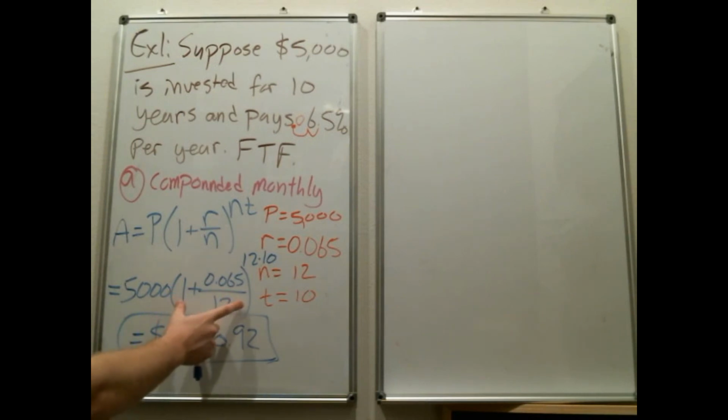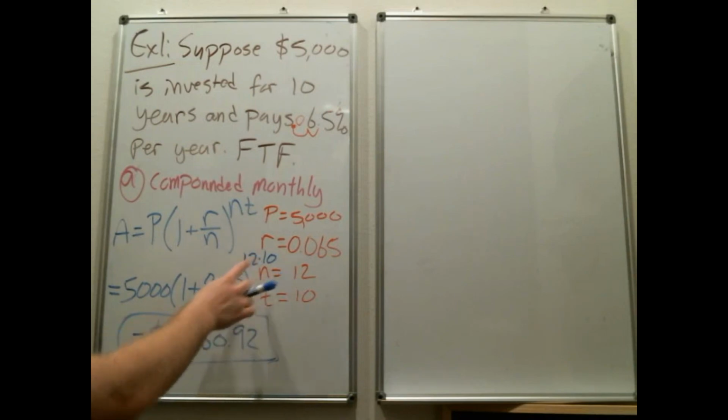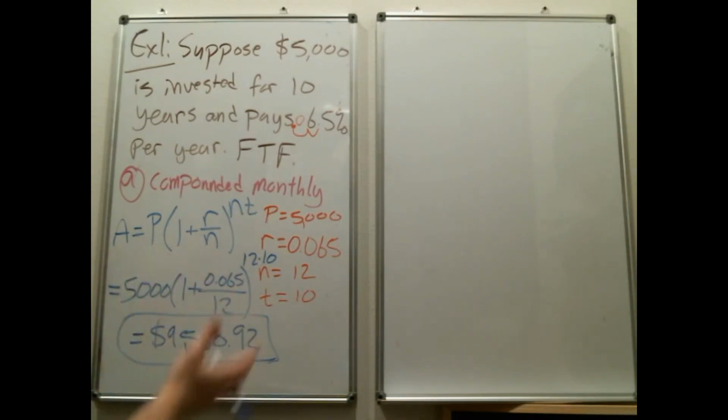Now you take that 1.0 something that's inside the parentheses, and you raise it to the 12 times 10 power. 12 times 10 is 120. So you take this 1 point something and raise it to the 120th power, and that gives you some number. Whatever that number is, you multiply it by 5,000, and out should pop your answer.